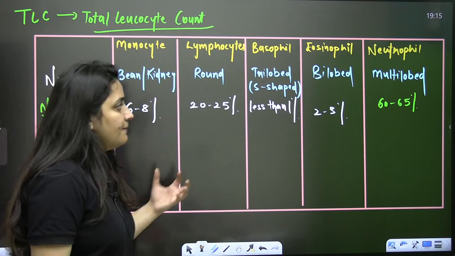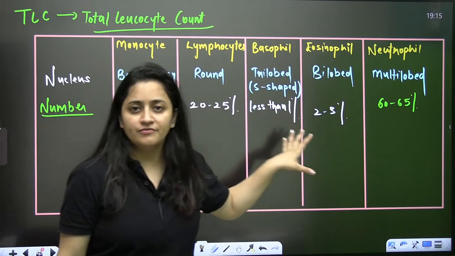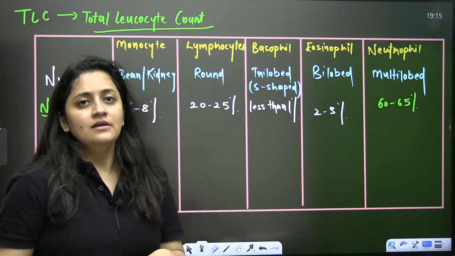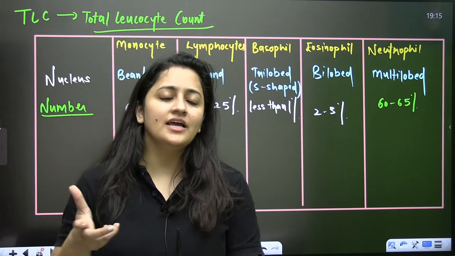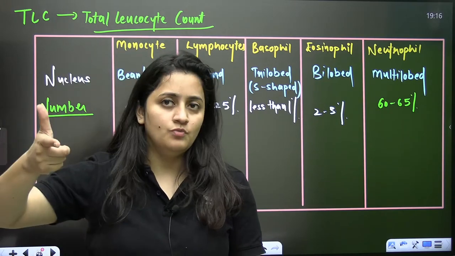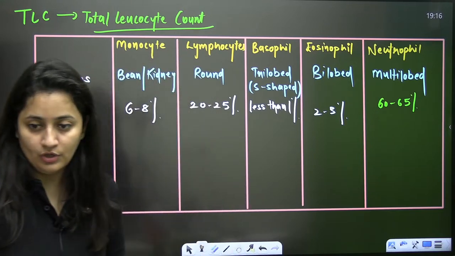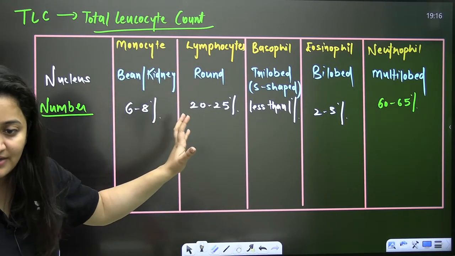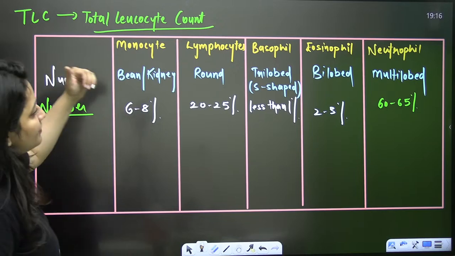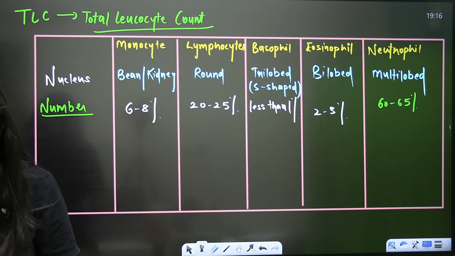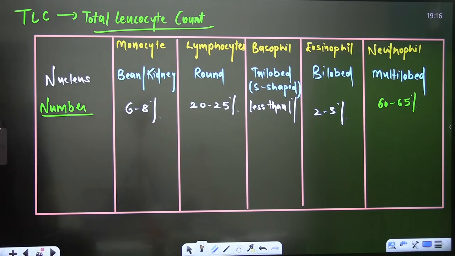Now I will tell you about the functions of these WBCs as well. If the amount of a certain type of WBC is more in your body, it can indicate an allergy or an infection. That's why these blood tests are important. With the help of blood tests, we basically trace these things.